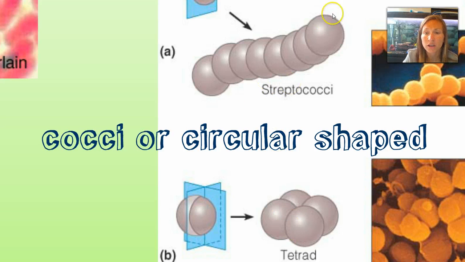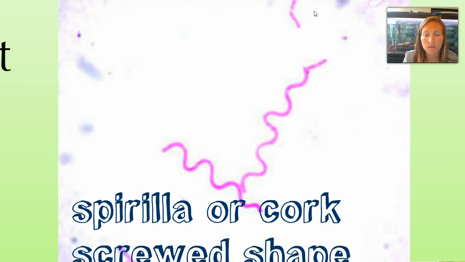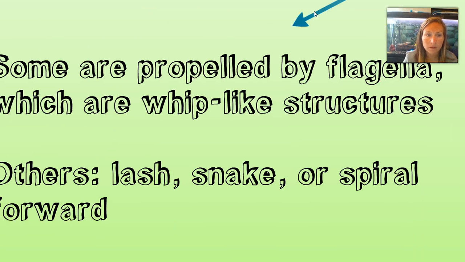They come in chains, as you see here with the streptococci type of bacteria. So many different formations. There's even something called grape-like clusters. And then you have your spirilla, or your corkscrew shaped, which are not of the more common types of bacteria. The bacilli and the cocci are the more common. Now, some bacteria, like I told you, are propelled by flagella. These are whip-like structures. Others can lash, snake, or spiral forward.